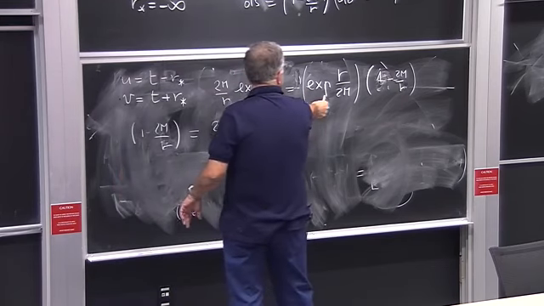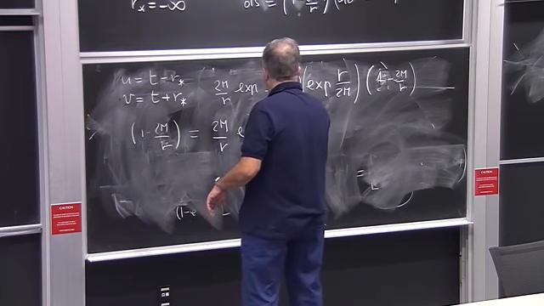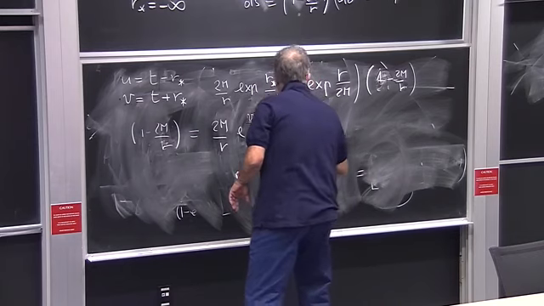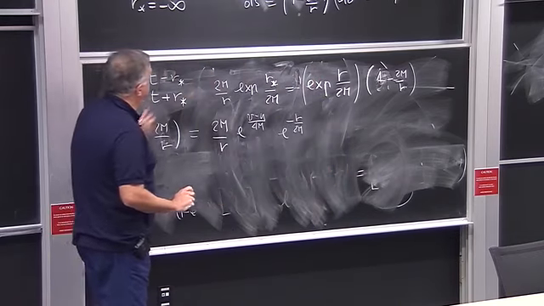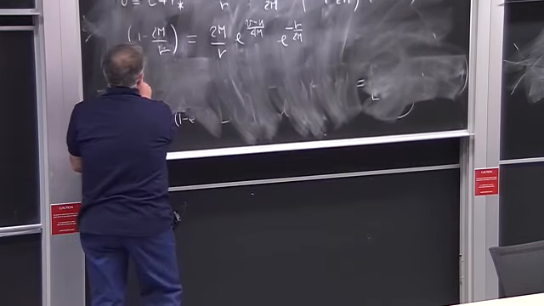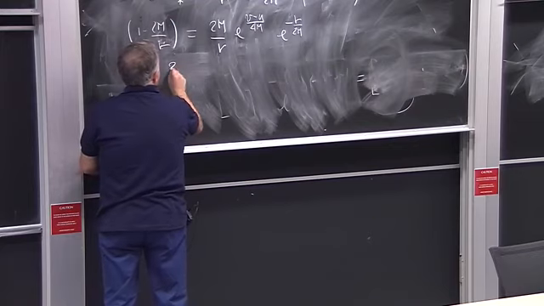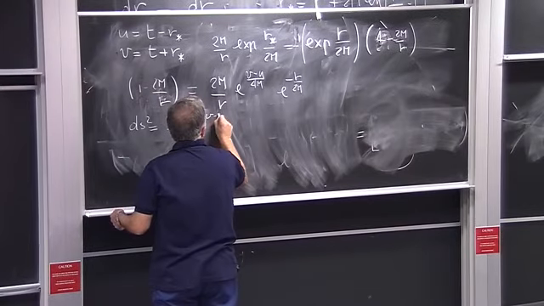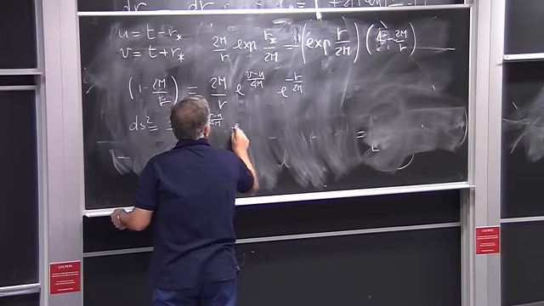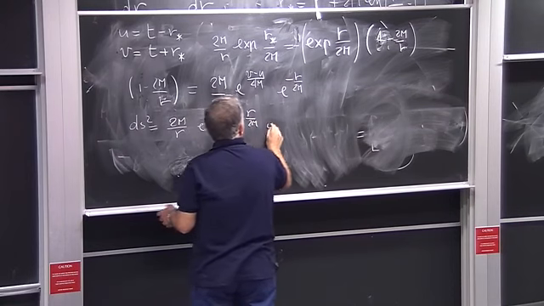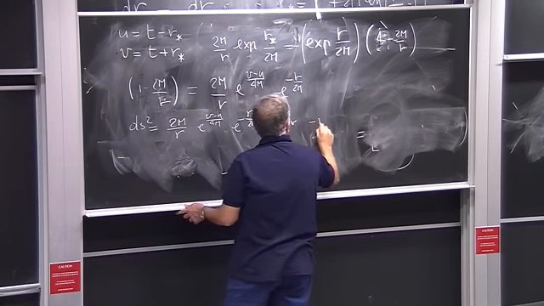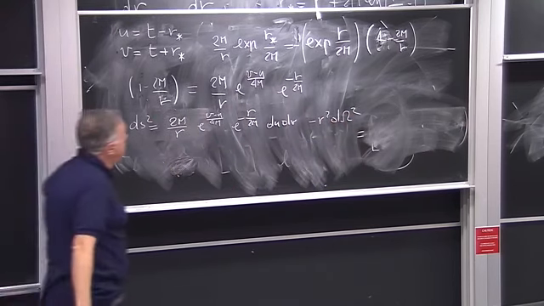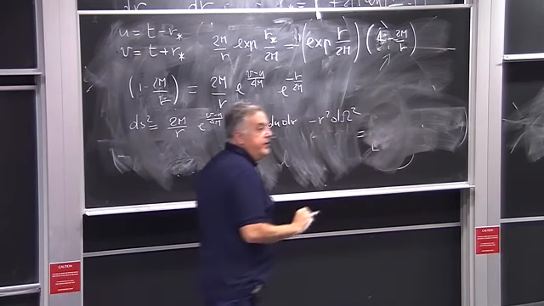And then I get this exponential of minus r over 2m. Okay, so if I use this in the metric, I get that ds square is 2m over r e to the v minus u over 4m, e to the minus r over 2m, du dv minus r square d omega square. So you see, this problem has disappeared from the metric here.